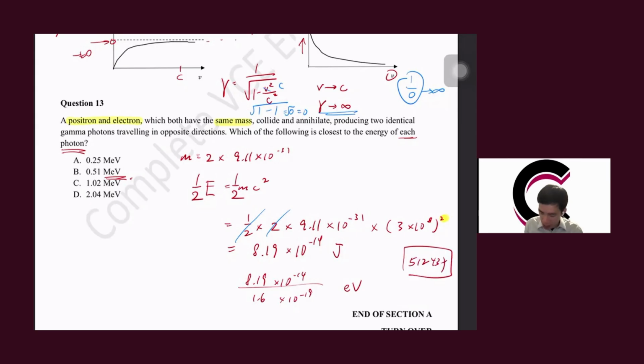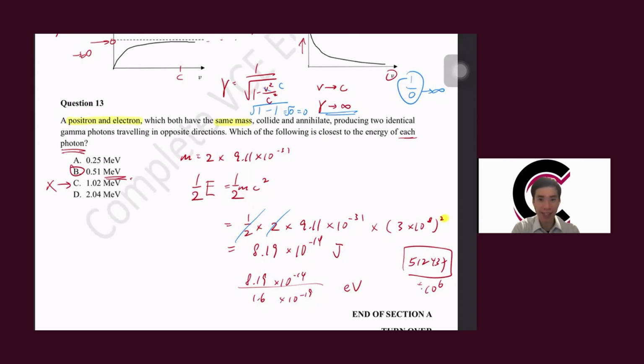This is the value you get. And if you divide it by 10 to the power of 6, which is mega, you get 0.51-ish. That is the answer. Okay, so here we go. That's B, not C. Many people would choose C because they forgot to divide by 2. Right, that could be the reason.